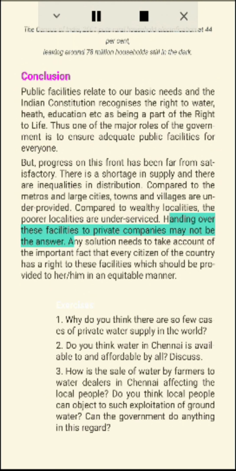Handing over these facilities to private companies may not be the answer. Any solution needs to take account of the important fact that every citizen of the country has a right to these facilities, which should be provided to her or him in an equitable manner.